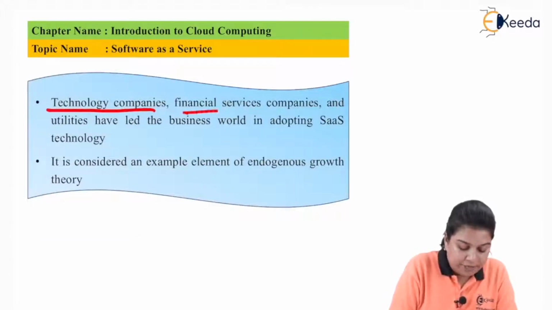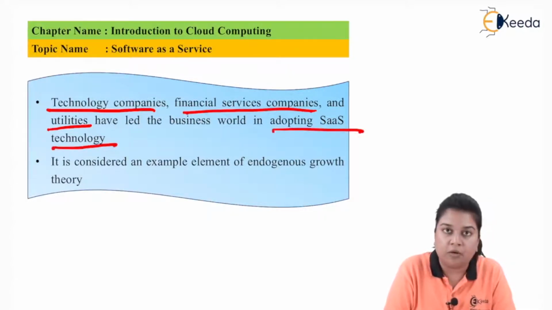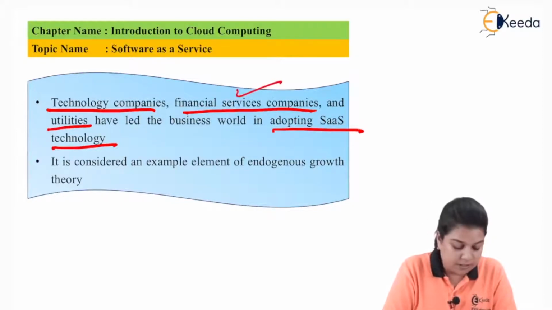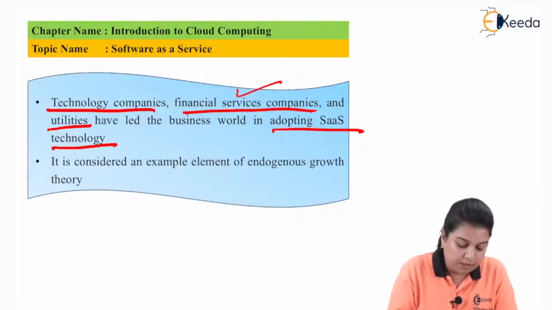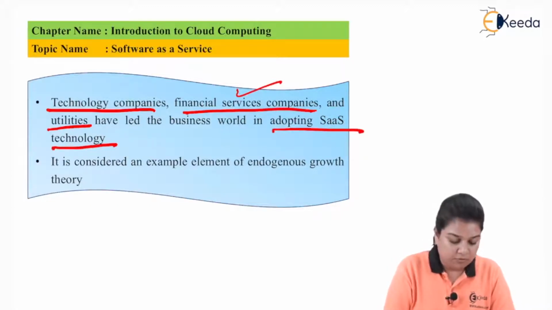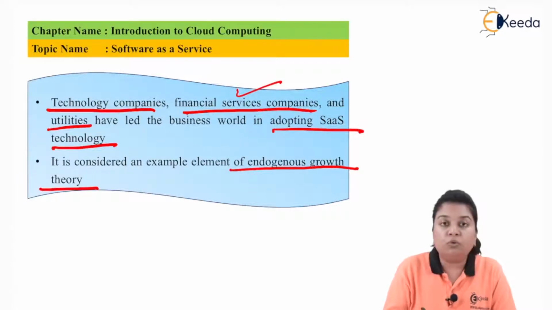Technology companies, financial service companies, and utilities have led the business world in adopting software as a service technology. Financial service companies, say for example Google Pay, or I could say the banks which are using mobile applications these days, they are examples of these services. Another one is the utilities. For example, for utility services we use some of these applications.